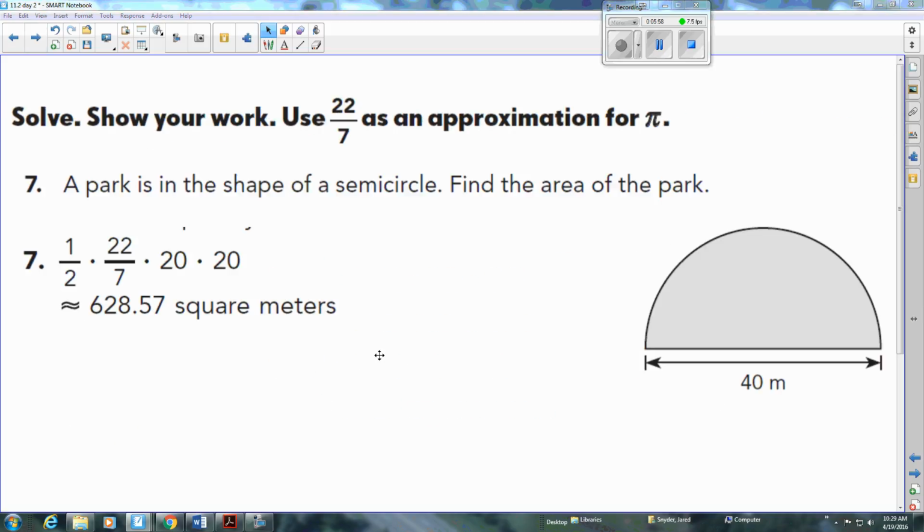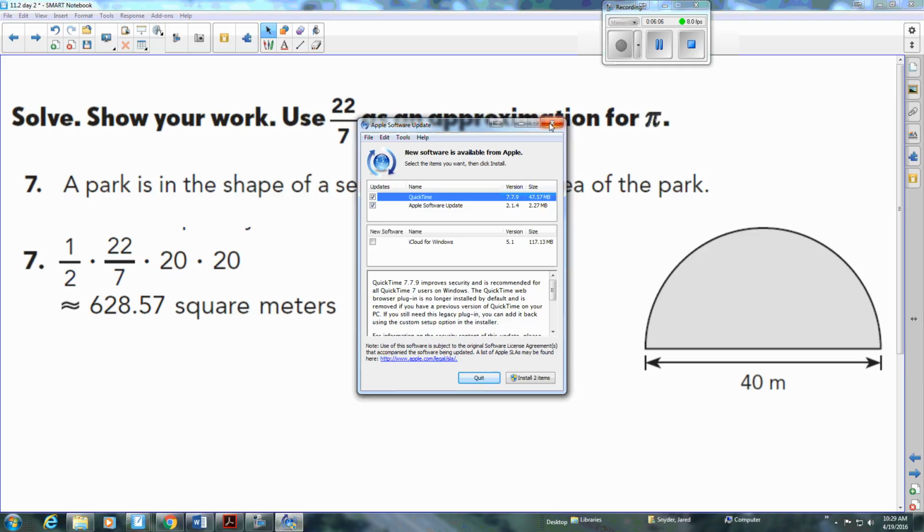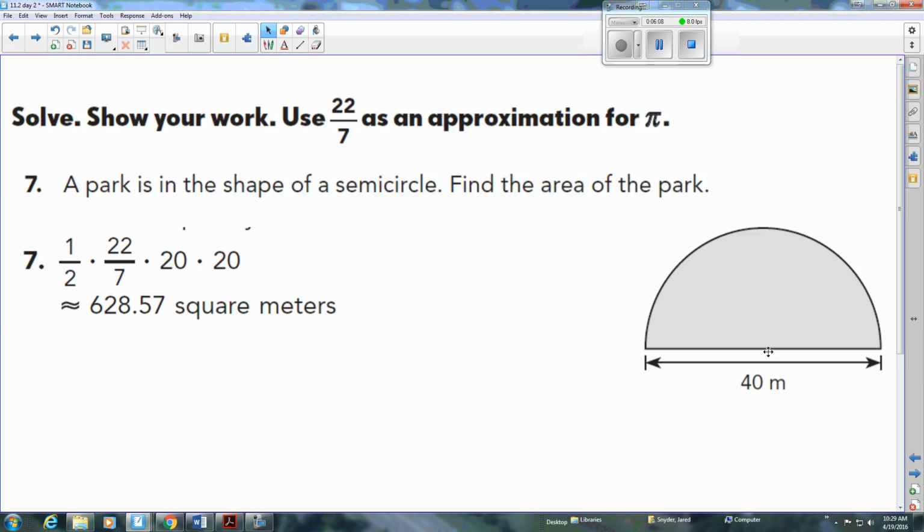Use 22 sevenths as an approximation for pi. A park is in the shape of a semicircle. Find the area of the park. Oh, that's fun. You need to use radius, so it's 20. So it'd be 20 times 20 times 22 sevenths. Then either multiply it by 1/2 or divide by 2, and you get 628.57. Again, the formula for area is area equals pi r squared.